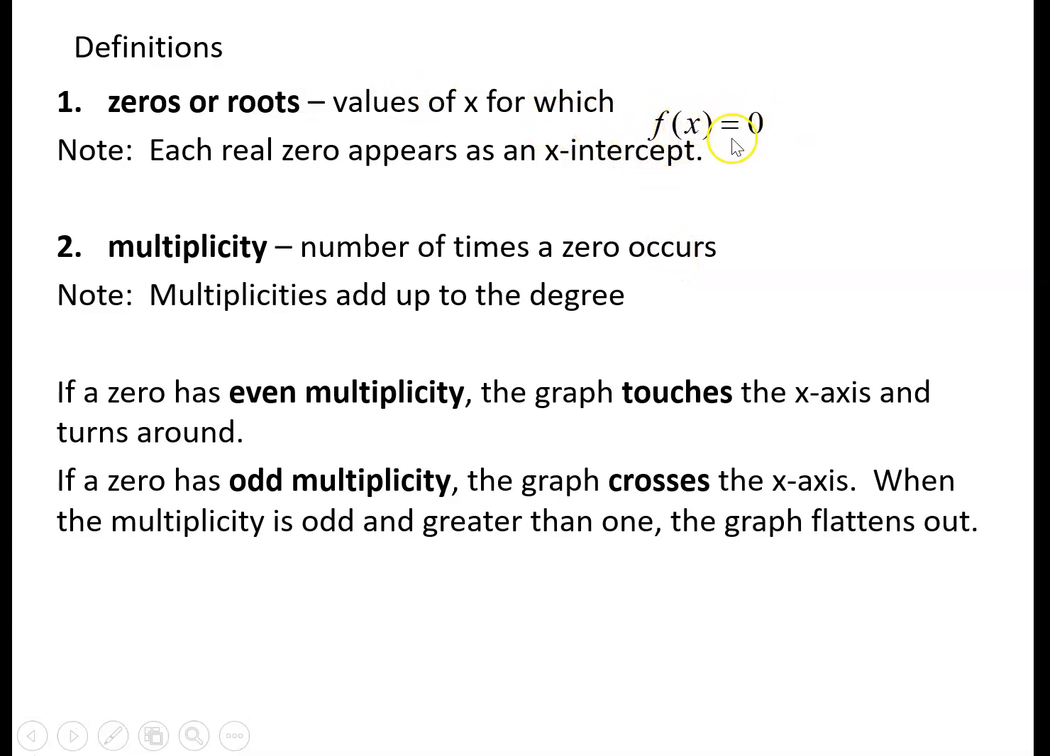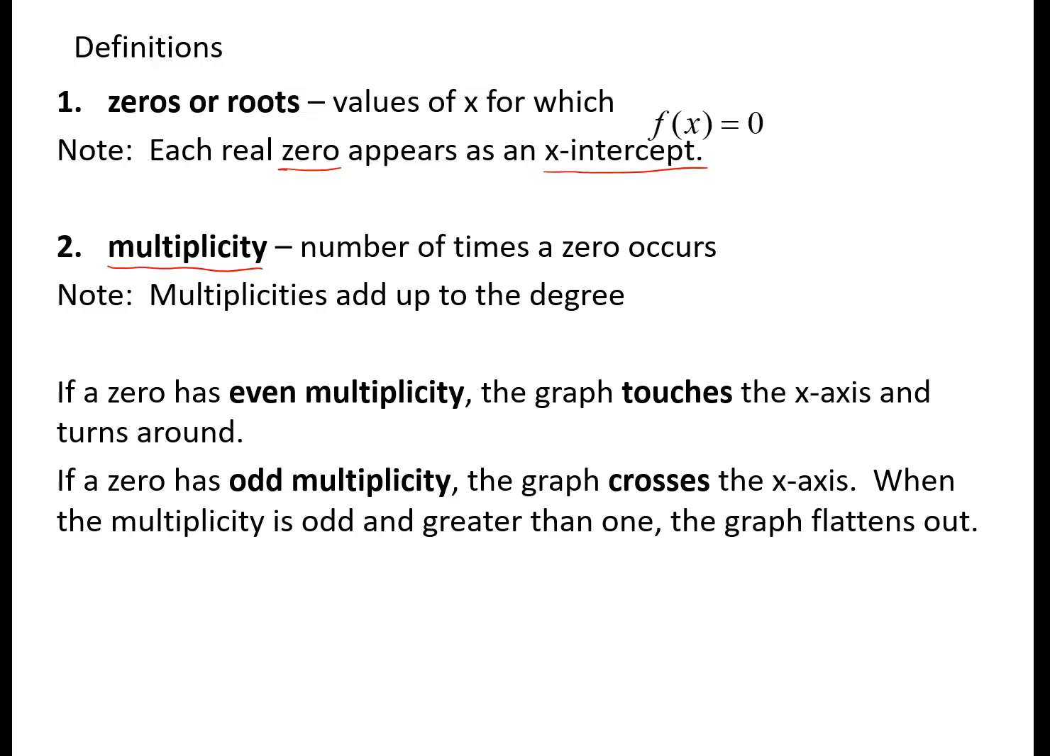So you set your function equal to 0, you solve, you get the zeros or the roots, and those zeros appear as x-intercepts. Now here's a new word for us, multiplicity. It's the number of times a zero occurs.